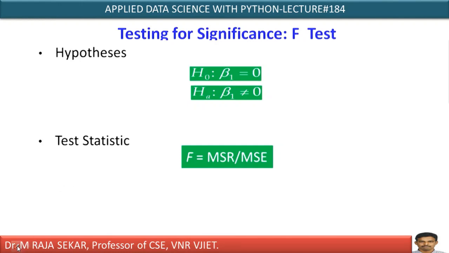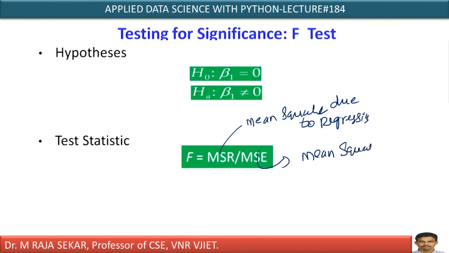We already discussed this MSR and MSE in our previous lectures. MSR means mean square due to regression. What is my MSE? Mean square due to error. This is my formula, isn't it? Even in ANOVA, what we were saying is something like MS treatment by MSE. This we discussed for ANOVA, isn't it?